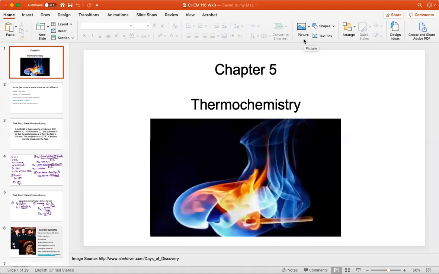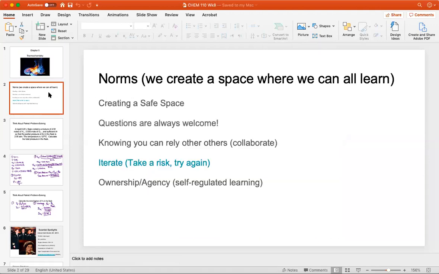This week on Monday, we were taking a look at thermochemistry in chapter 5. Our focus this week is really on iterating, or taking risks and trying again. Part of the way that we do that is through our think aloud paired problem solving.